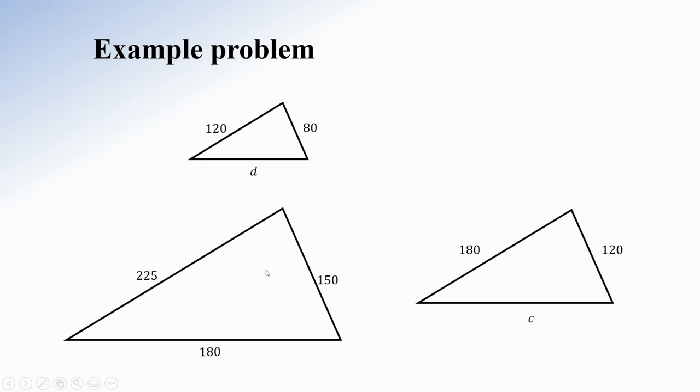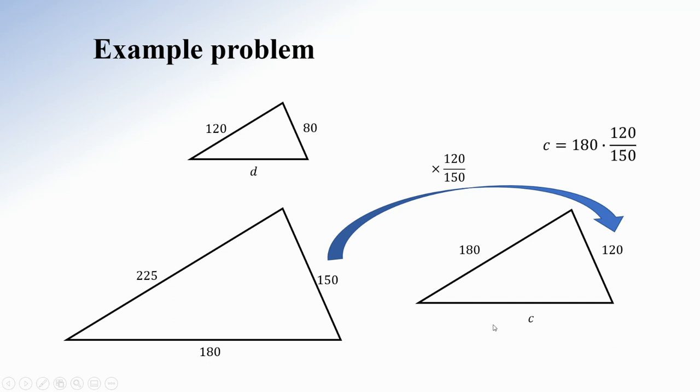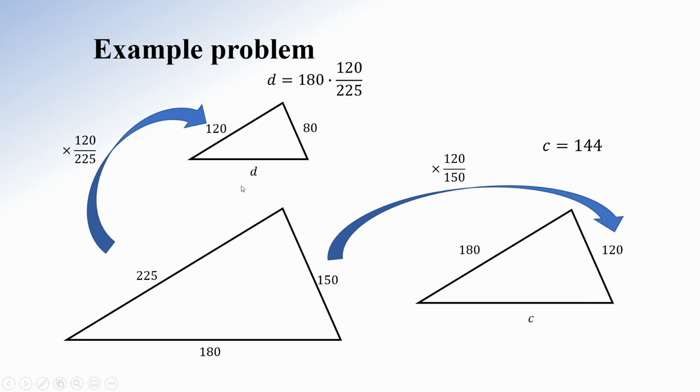Now we will be using similar shapes to work out the lengths of C and D. So we can say that to go from the larger triangle to the middle-sized triangle, we're multiplying by 120 over 150. So we do the same thing to the base. C must equal 180 times the scale factor, which is 144. And we can do the same here. From 225 to 120, we're multiplying by 120 over 225. Do the same thing to 180. D equals 180 times 120 over 225. That equals 96.